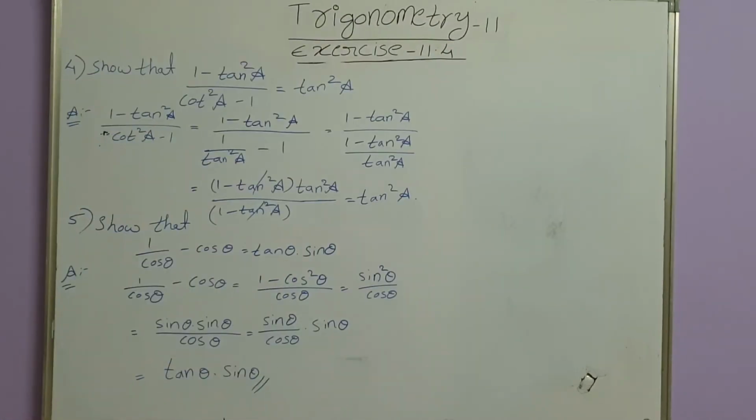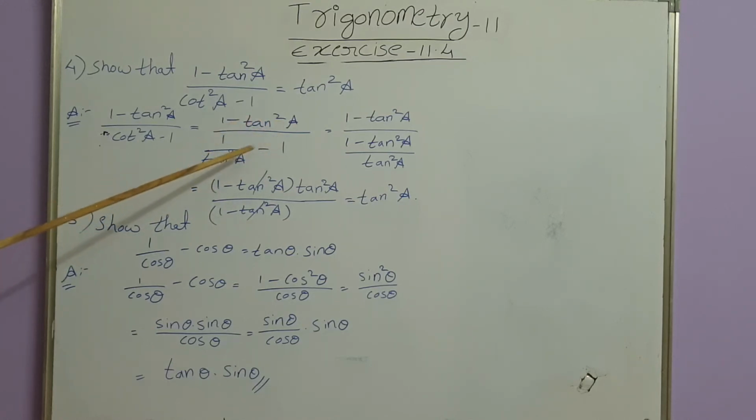In this fourth one, show that (1 minus tan square A) by (cot square A minus 1) is equal to tan square A. (1 minus tan square A) by (cot square A minus 1): cot square A, write in tan form. So 1 by tan square A minus 1 is equal to (1 minus tan square A) by this, tan square A, take the denominator, so this tan square A is multiplied with this one.